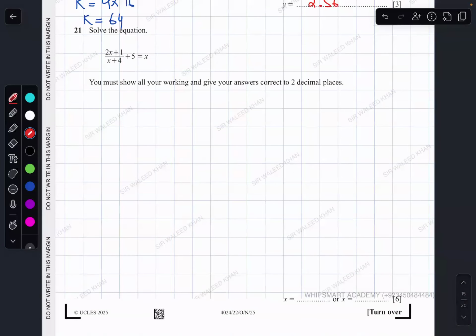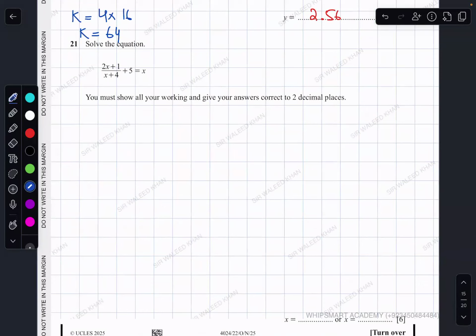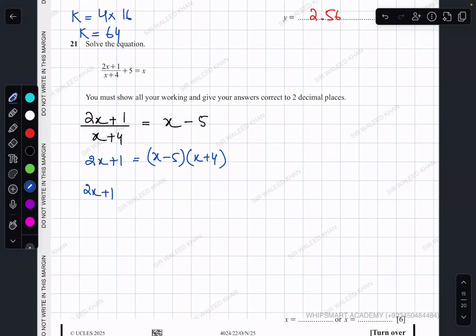A 6-mark question. Okay. It's basic algebra, but you have to know about it. So I can start with it like this. 2x plus 1 over x plus 4. The constant over here, I can move onto the next side, so it will become negative. Now I can cross multiply. So 2x plus 1, and this should be x minus 5 times x plus 4. So 2x plus 1, x squared plus 4x minus 5x minus 20. Now group the like terms, x squared minus x minus 2x. This 2 to the other side, minus 2x, and this 1 to the other side, minus 1. X squared minus 3x minus 21.